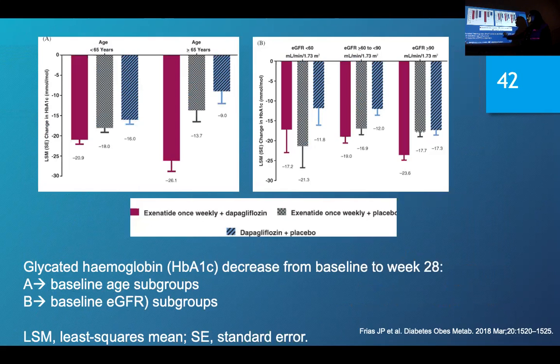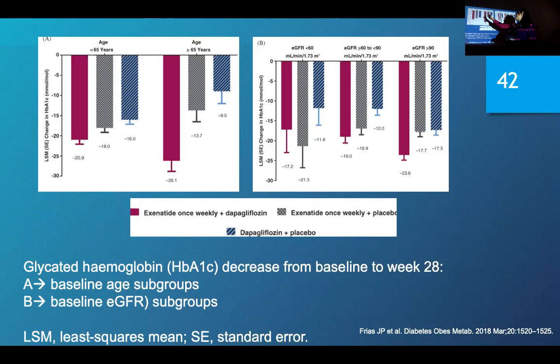So this curve shows the result of the glycated hemoglobin, the decrease from baseline to week 28. The figure on the left shows the effect on baseline on age groups, and this shows the kidney function. So why these? Because this is where they found differences. We're focusing now on the left curve with the age difference.